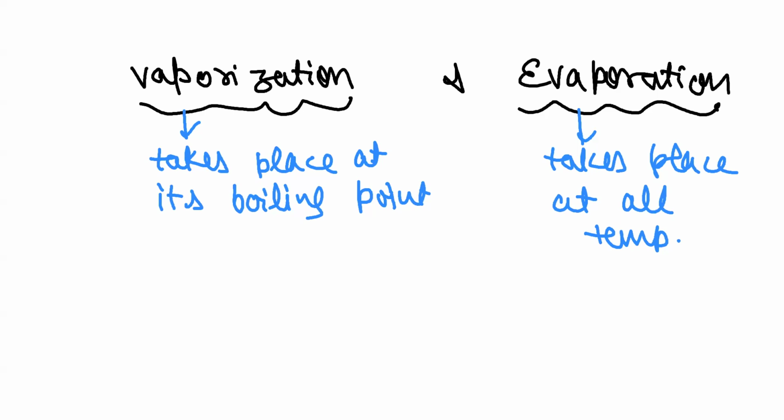Very good, superb. So vaporization is a special case where liquid converts into the gaseous state only at its boiling point. And if we convert liquid into vapors below its boiling point, it is not vaporization, it is evaporation. You get the clear difference between these two? Yes, sir. No doubt.